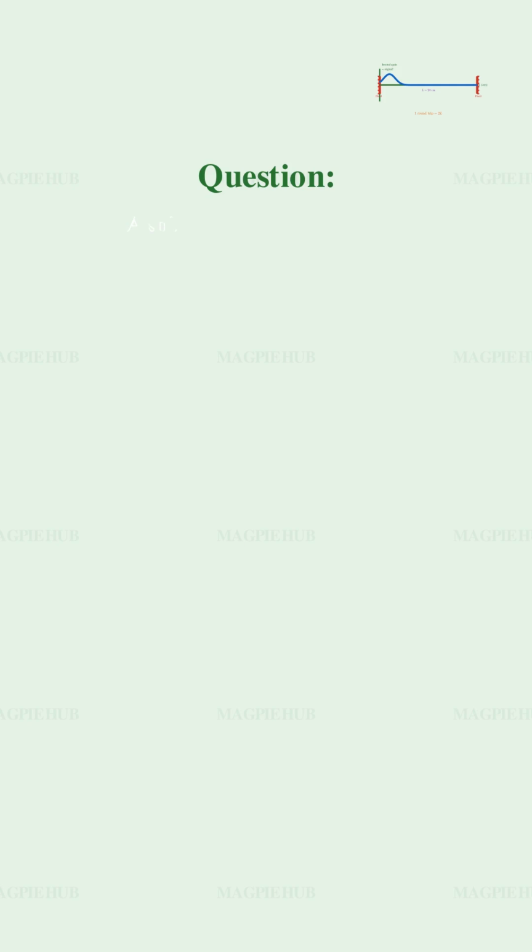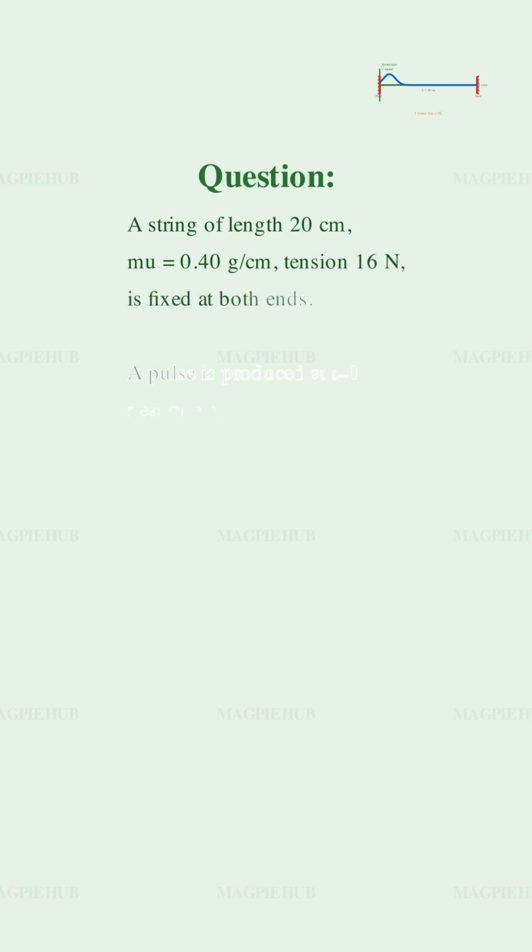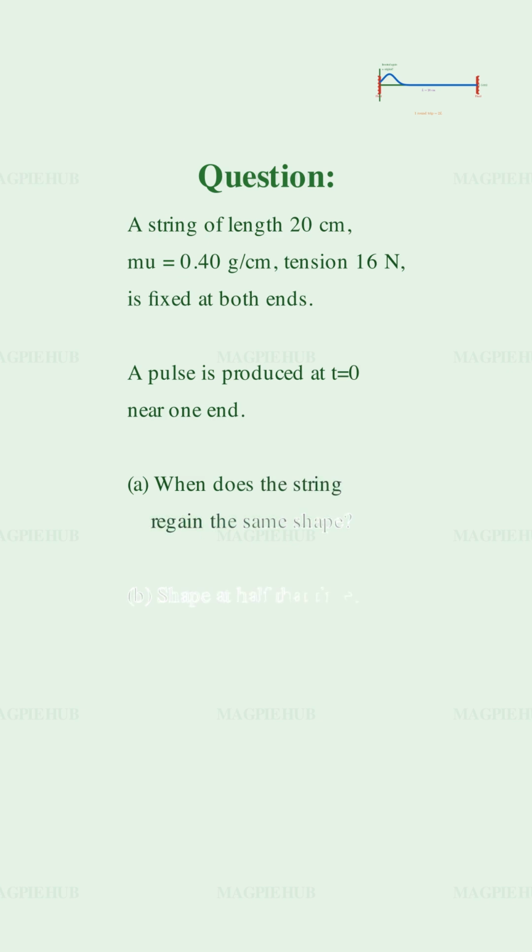Here is the full question. A string of length 20 cm and linear mass density 0.40 grams per centimeter is fixed at both ends and kept under a tension of 16 newtons. A wave pulse is produced at t equals 0 near one end. Part A. When will the string have the same shape again? Part B. Sketch the shape of the string at a time half of that found in Part A.